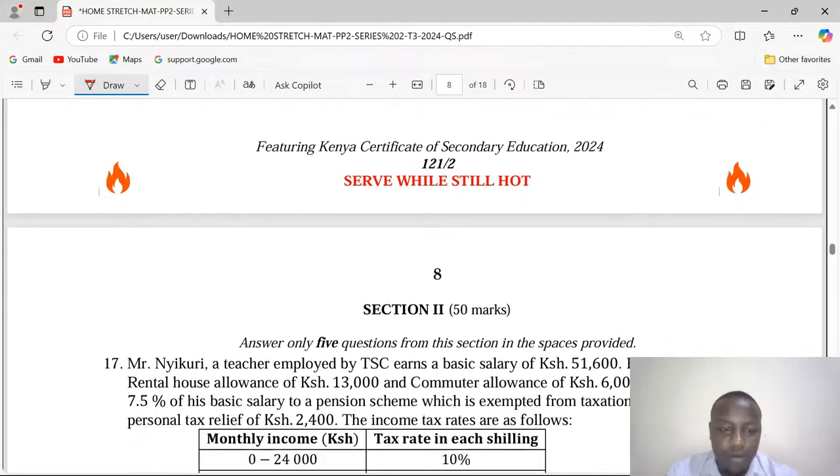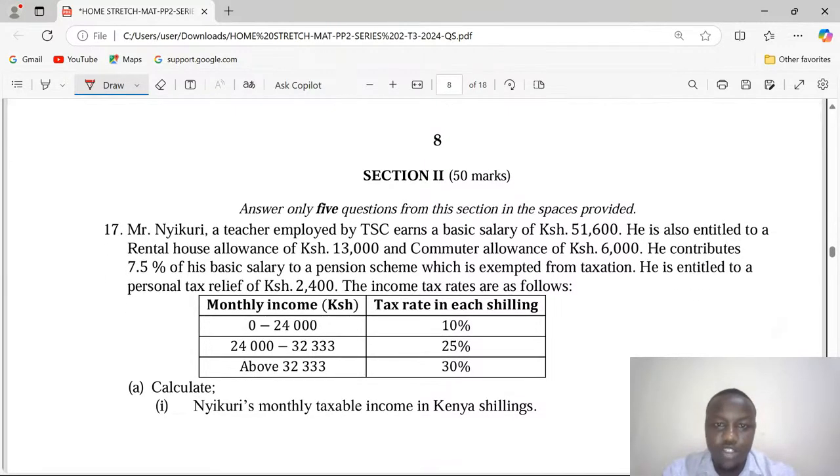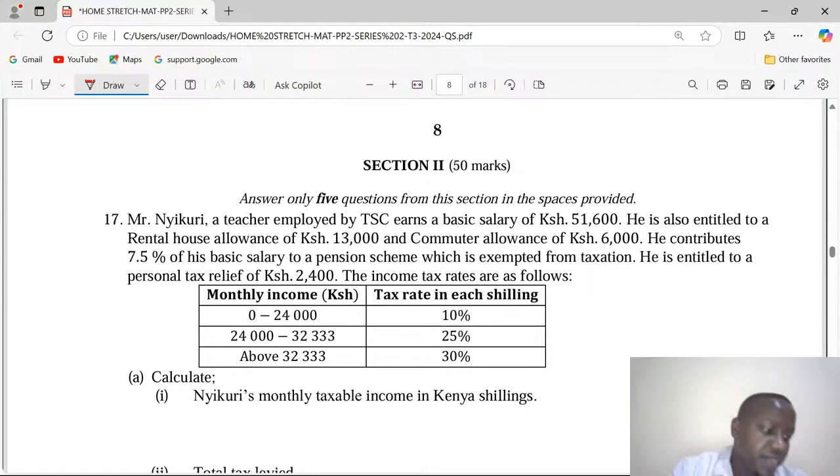At that time now, we'll be focusing on section 2 of these examinations, and I believe you'll be found following keenly. So thank you so much.